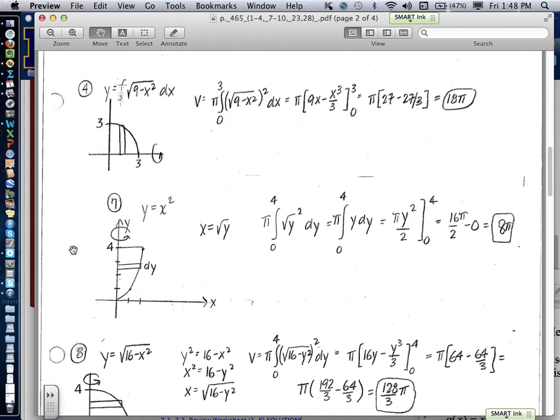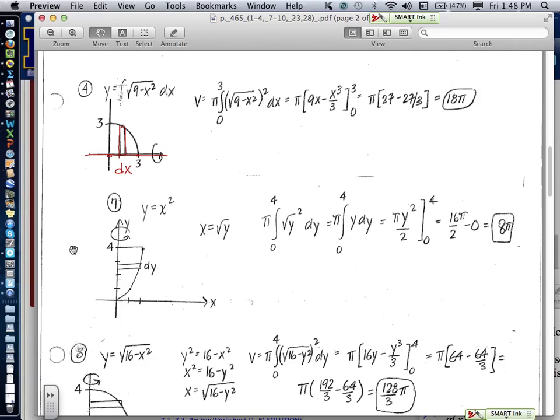Just by comparison, in number 4 we're rotating around the x-axis. So we're going to be sure to draw our representative rectangle perpendicular to the axis of rotation. See how that's perpendicular? And then whatever is the shorter end of the rectangle, if it's along the x-axis, then you're integrating with respect to x. If it's along the y direction, then you're integrating with respect to y. So in this problem, the function is written y as a function of x, so that's helpful. It's already written in terms of x. The dx is that little short part of your rectangle, and then we're integrating from 0 to 3.